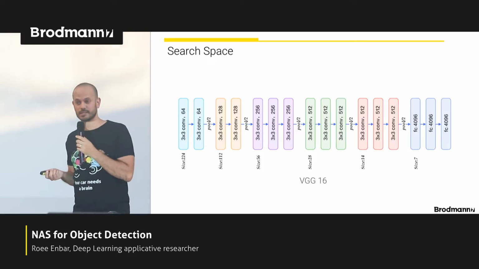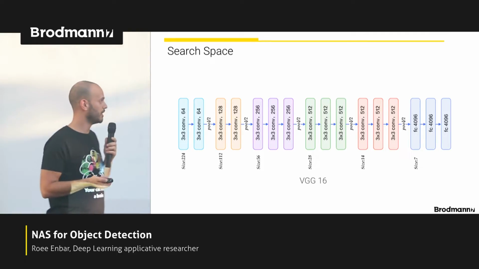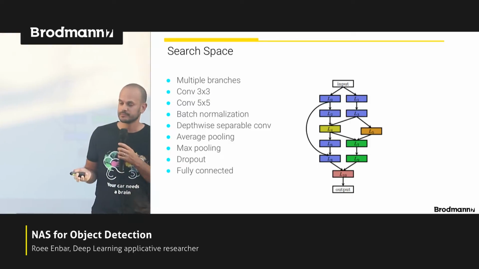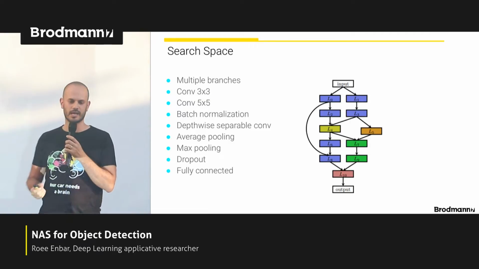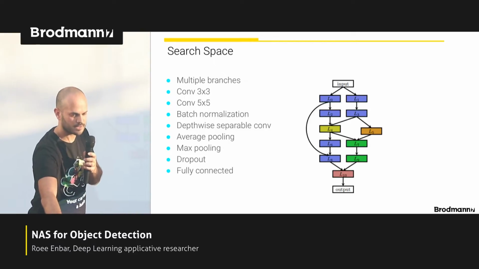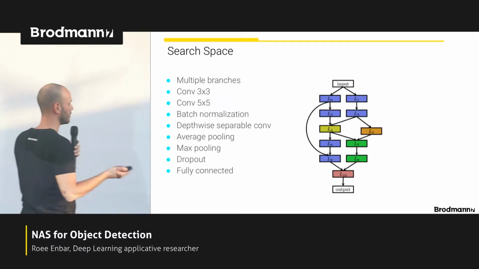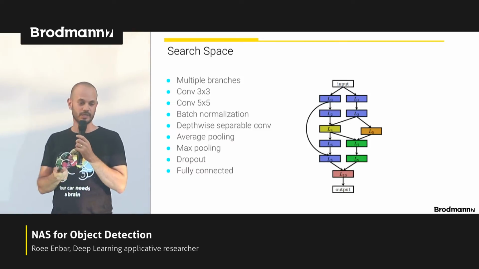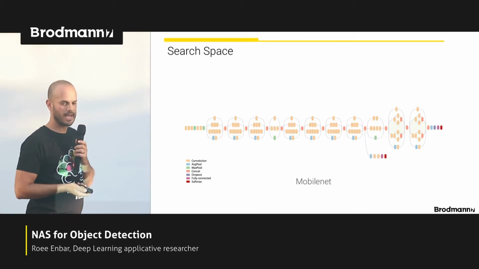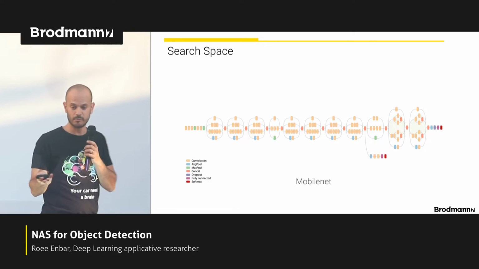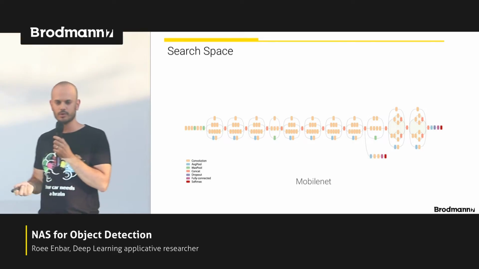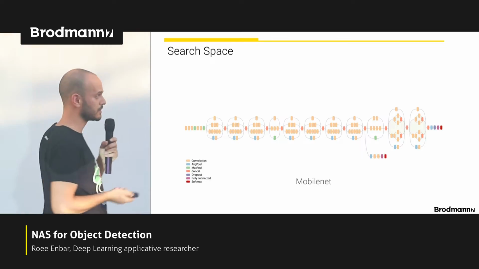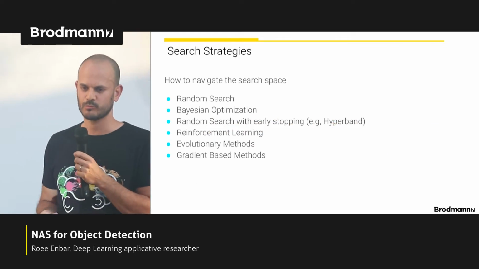However, maybe this is not enough. This search space might be too small for me. So I may add multiple branches. I can change the kernel size of my convolutional layers. I add batch normalization, maybe average pools, max pooling as well, dropout, right? So this search space is bigger, a lot bigger, and one example it can contain is the MobileNet, right? So multiple branches, I have blocks, I have dropout, everything I need.